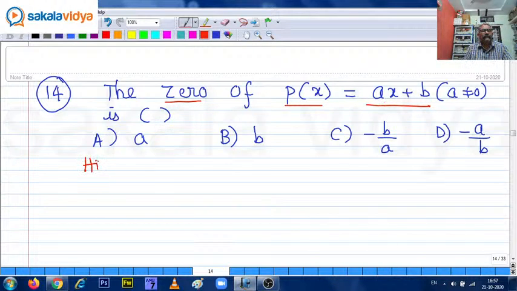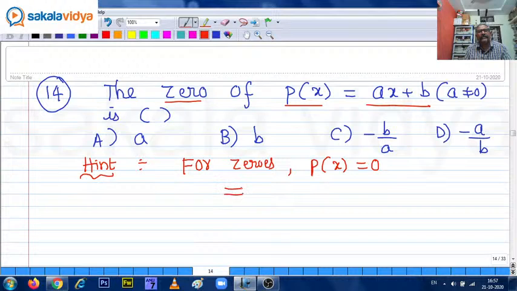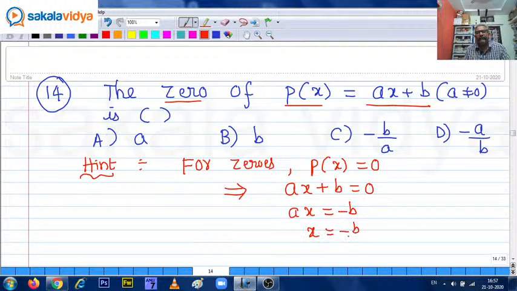Zero of P of x equal to Ax plus B is. So hint. See, for zeros, P of x is equated to 0 and solved for x, that is the 0. Ax plus B equals 0. Am I correct now? Yes. Ax equals minus B, x equals minus B by A. So option C is the right option.